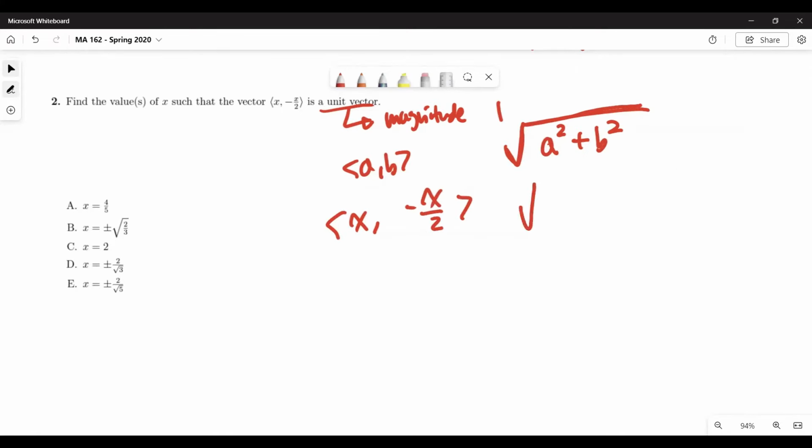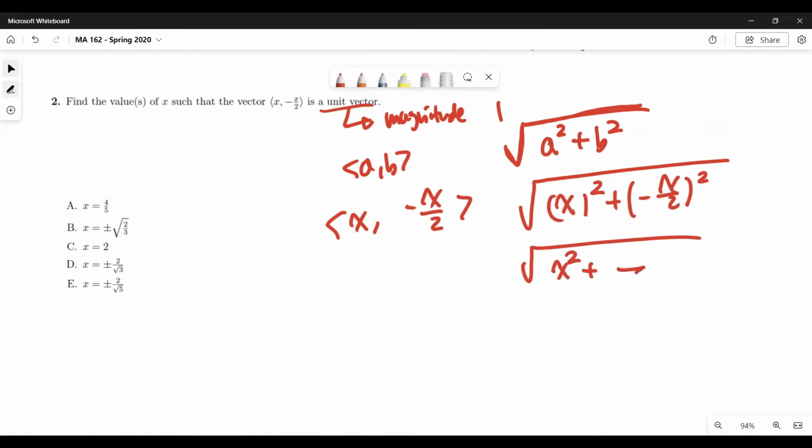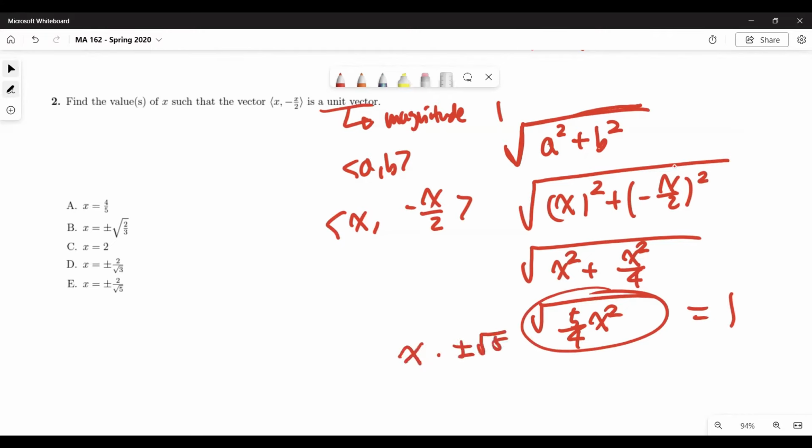So if you want to find the magnitude, you do square root of x squared plus negative x over 2 squared, and this becomes x squared plus x squared over 4, and this just becomes 5 over 4 x squared. And this value should equal 1. So if you do some simplification, this becomes x times plus minus square root of 5 over 2 equals 1. Then dividing by square root of 5 over 2 on both sides, this becomes 2 over square root of 5, plus minus. I forgot that, sorry. So the answer is E.